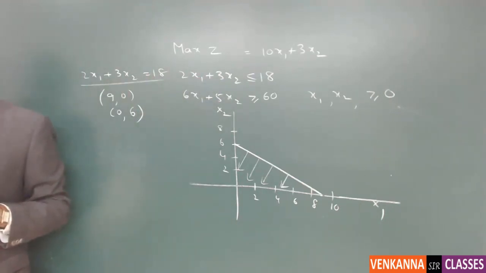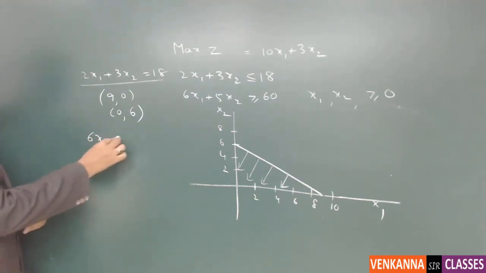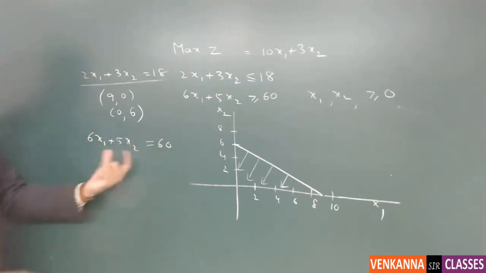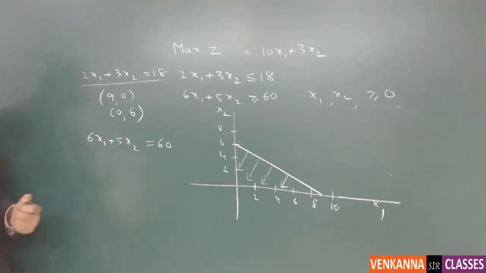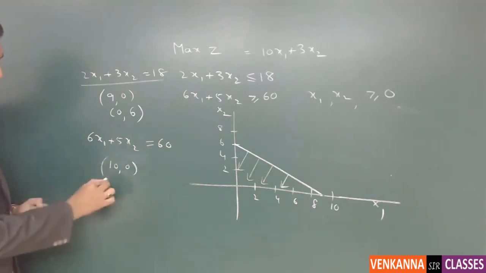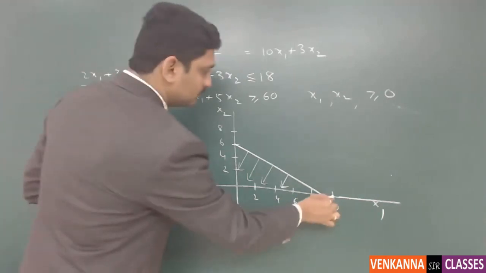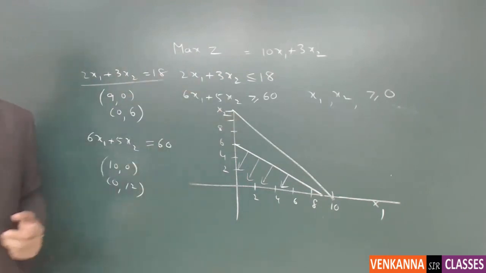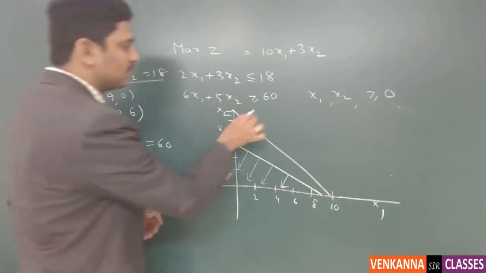Accepted? Right. Coming to the second inequality, 6x1 plus 5x2 is greater than or equal to 60. I am taking equal to 60. You give me the input points here. What are the points we are going to take? The points are 10, 0 and 0, 12. If you draw the line, this is 10 and this is 12. It is a greater than or equal to type, so you take the points away from this line.